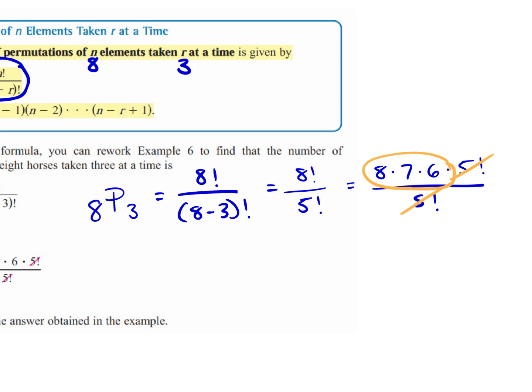If we had 8 horses total, that was how many elements we had. We're only picking 3 of them. When the order matters, we would use this. So you could use it either way. If you like to write out the spaces and think about how many horses could be in first place, how many could be in second, they'll give you the same answer.